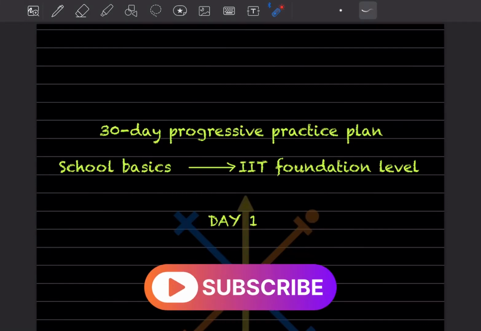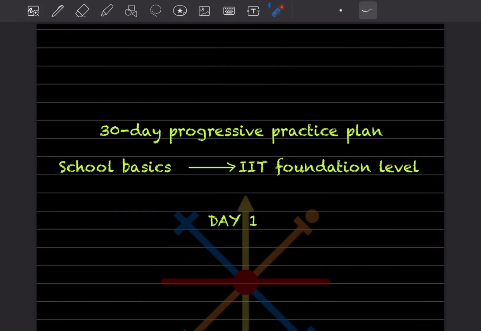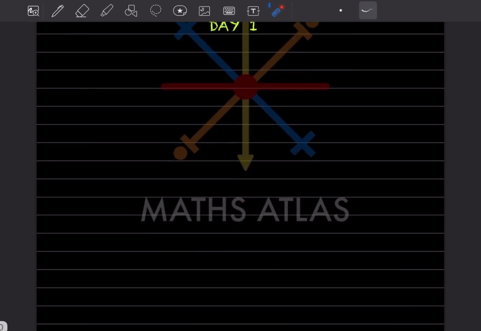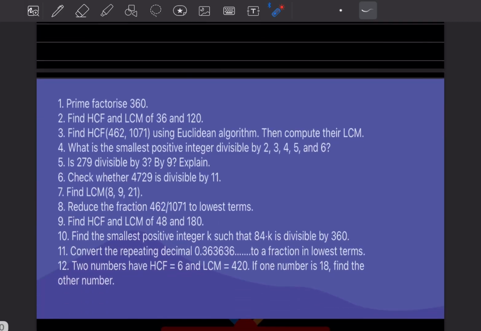Today we are going to start with the 30-day progressive practice plan, starting from the school basics to the IIT foundation level. So this will be day 1. Here you will have 12 practice questions. This is the first question: prime factorize 360.